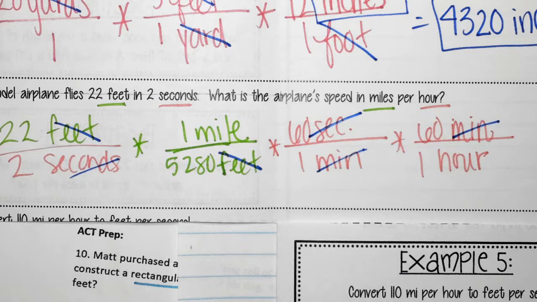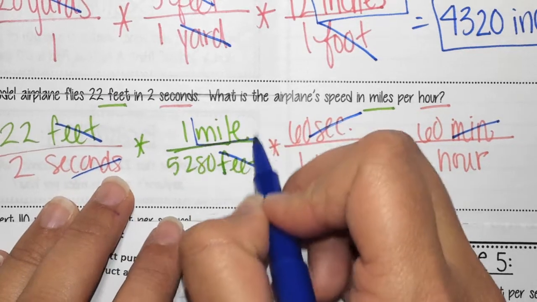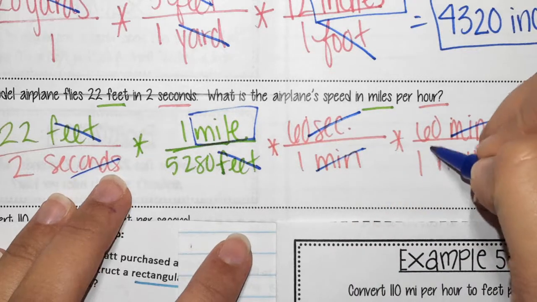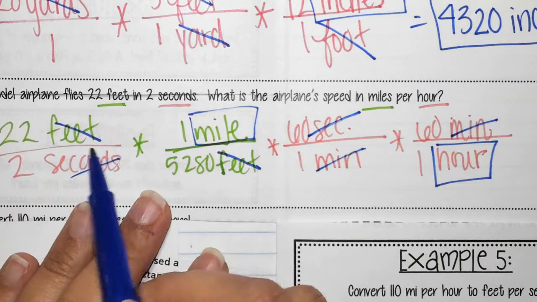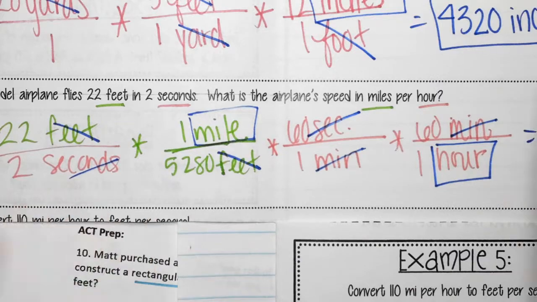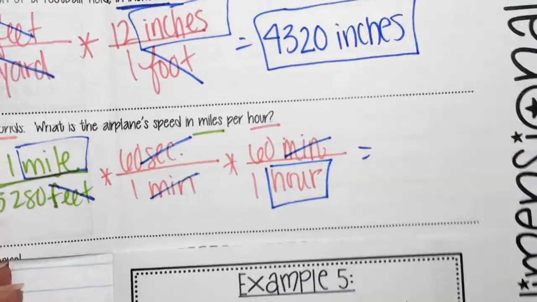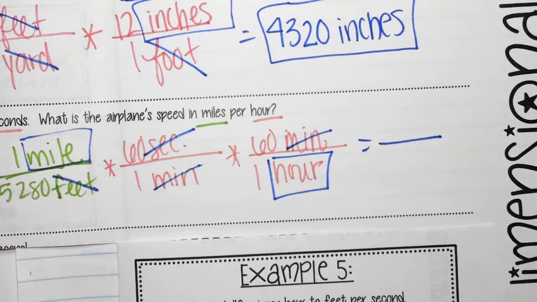It's right here. We're not trying to get rid of that because that's what our end measurement needs to be in. And we're left with an hour. So now multiply everything on top, then multiply everything on bottom, and you're going to get a fraction as your answer to begin with.